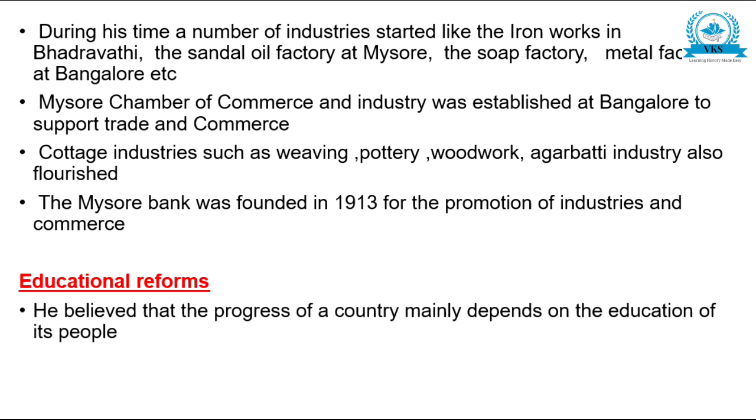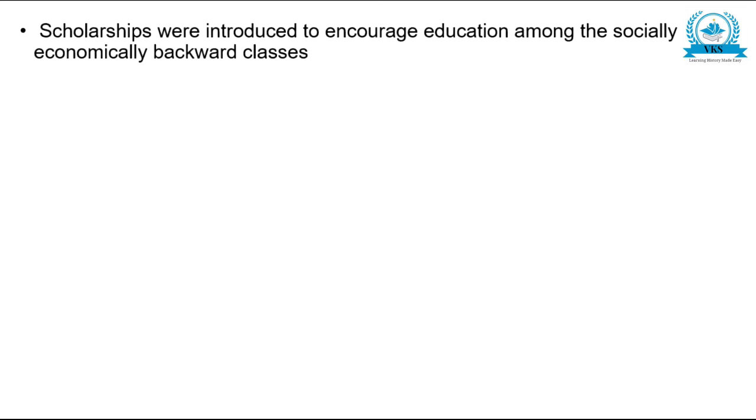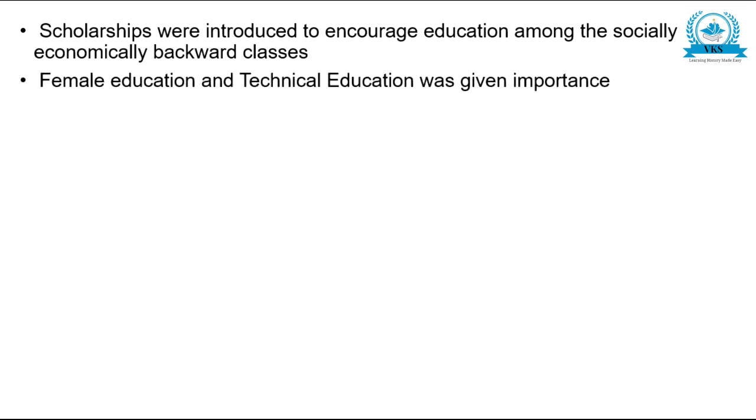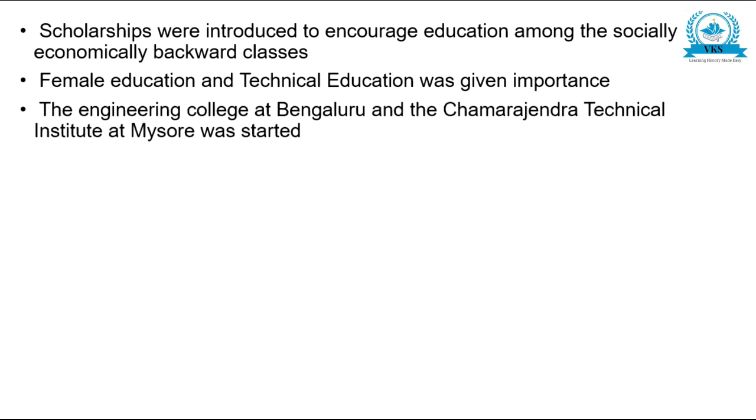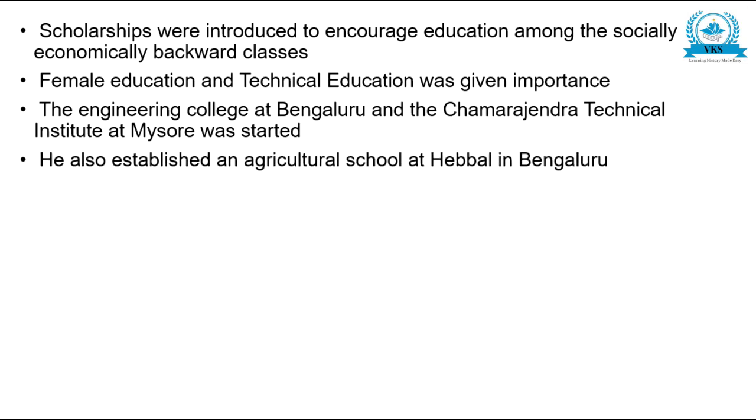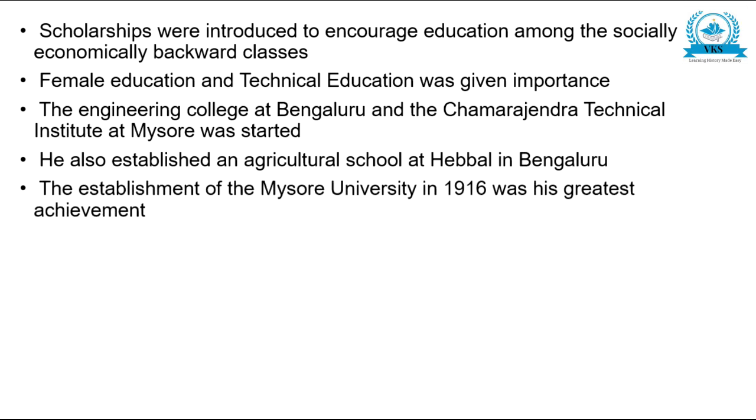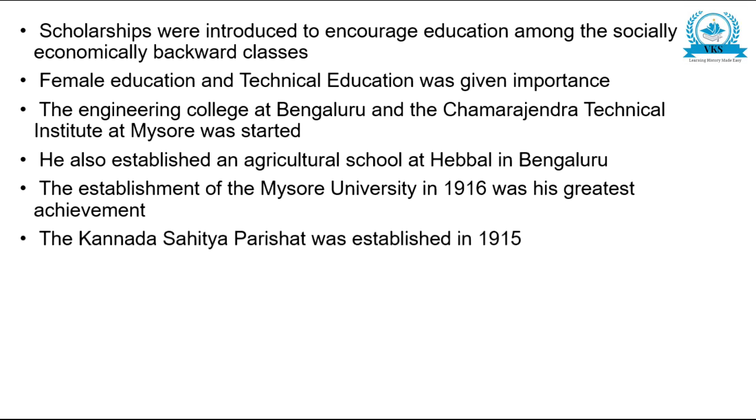Educational reform. He believed that the progress of a country mainly depends on the education of its people. He introduced compulsory primary education. Scholarships were introduced to encourage education among the socially and economically backward classes. Female education and technical education were given importance. The Engineering College at Bengaluru and the Chamarajendra Technical Institute at Mysore were started. He also established an agricultural school at Hebbal in Bengaluru. The establishment of the Mysore University in 1916 was his greatest achievement. The Kannada Sahitya Parishad was established in 1915.